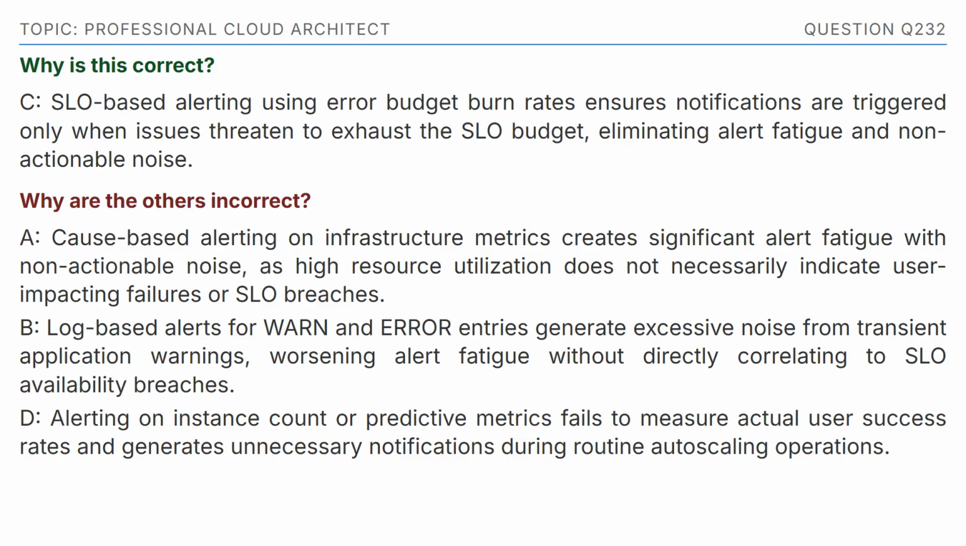Why are the others incorrect? A. Cause-based alerting on infrastructure metrics creates significant alert fatigue with non-actionable noise, as high resource utilization does not necessarily indicate user-impacting failures or SLO breaches. B. Log-based alerts for warn and error entries generate excessive noise from transient application warnings, worsening alert fatigue without directly correlating to SLO availability breaches. D. Alerting on instance count or predictive metrics fails to measure actual user success rates and generates unnecessary notifications during routine auto-scaling operations.